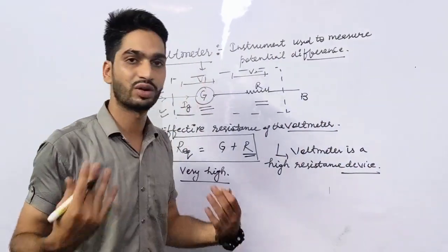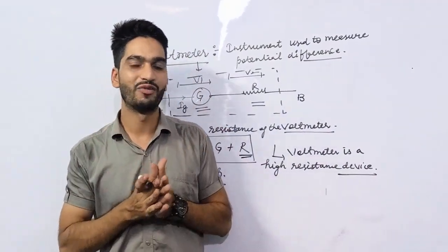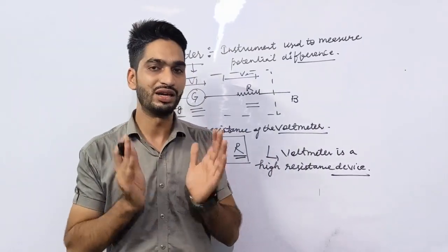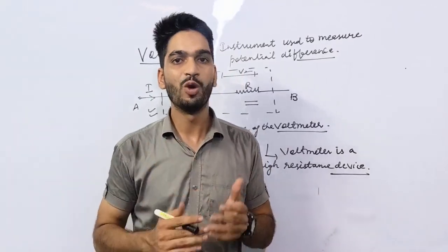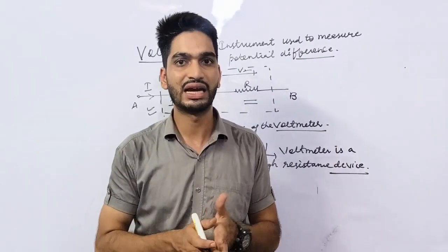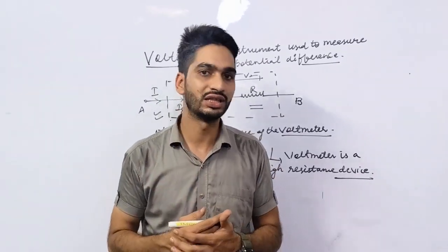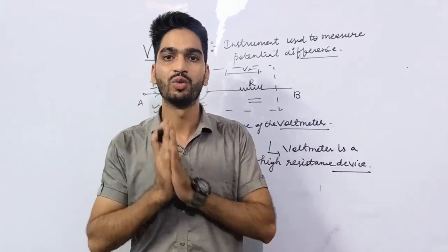So let us now conclude whatever we have understood so far. We have understood that we can convert a galvanometer into an ammeter and a voltmeter respectively. An ammeter is a low resistance device. The ideal resistance of an ammeter is 0. A voltmeter is a high resistance device. The ideal resistance of a voltmeter is infinite. So this is how we can convert a galvanometer into an ammeter and a voltmeter.